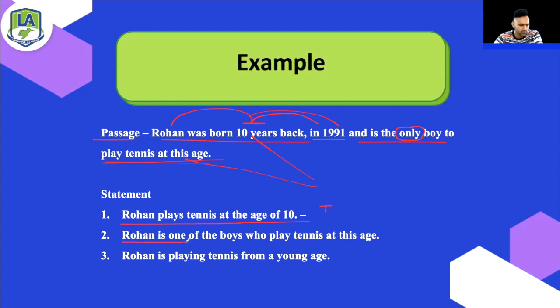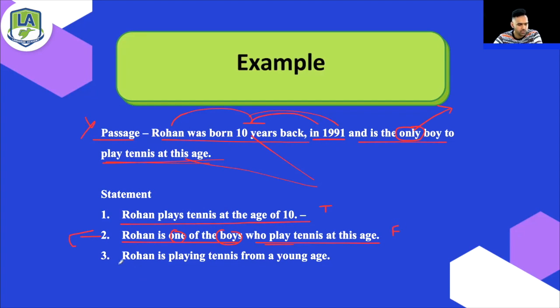Rohan is one of the boys who play tennis at this age. Means Rohan is one of many boys who play tennis. But the passage says Rohan was born and is the only boy. But the statement says one of the boys. The statement is referring to the fact that there are many boys who play tennis, but the passage is opposite. So this will be false.